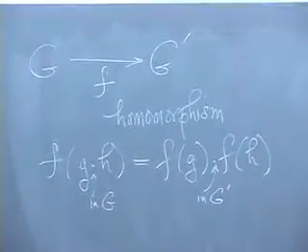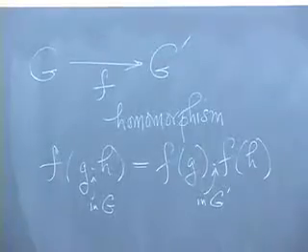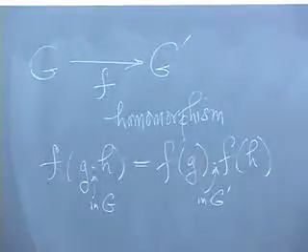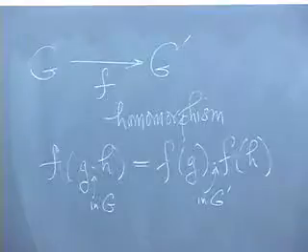So the analogy is like a linear map between vector spaces. It takes the addition in one vector space to another. It takes scalar multiplication to another.